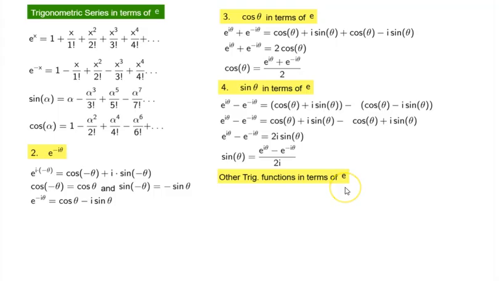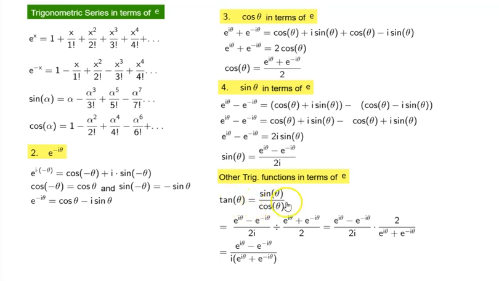Now, other trig functions in terms of e. Main is tan. So tan theta we know is equal to sine theta by cos theta. So we just take these two and substitute. So e to the power of i theta minus e to the power of minus i theta by 2i divided by e to the power of i theta plus e to the power of minus i theta divided by 2, which we convert into multiplication, and we end up with e to the power of i theta minus e to the power of minus i theta divided by i times e to the power of i theta plus e to the power of minus i theta.